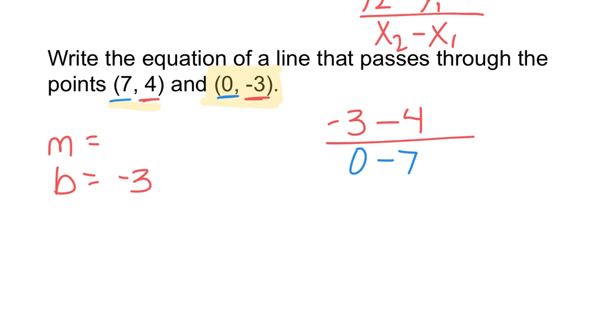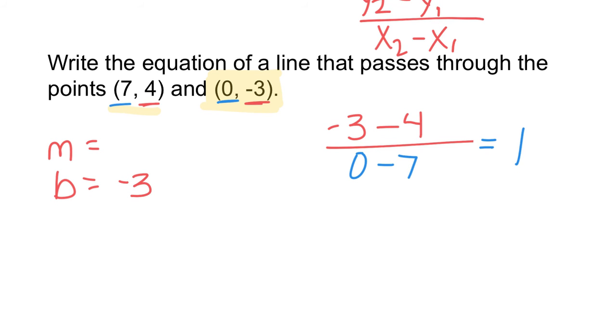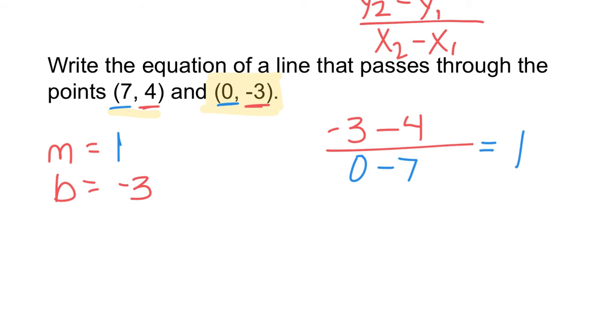I can push the fraction bar in my calculator and type this in just the way it looks. And it will give me a simplified answer for my slope. So negative 3 minus 4 is negative 7, over 0 minus 7 is negative 7. Negative 7 over negative 7 is positive 1. So the equation of my line is 1x minus 3, or just x minus 3.